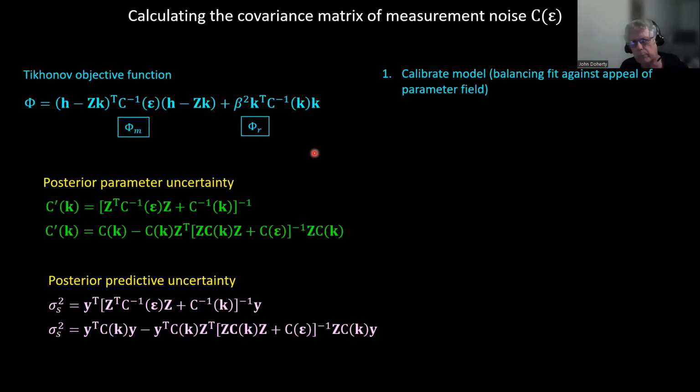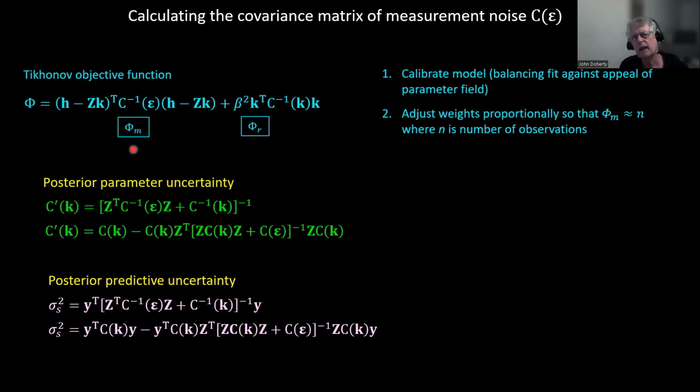I've got a model to measurement misfit, I've got a measurement objective function. Now, if my weights applied to those measurements were all correct, that is, if my weights were each the inverse of the standard deviation of measurement noise, then this measurement objective function would be about n, that is the number of observations that I've got.